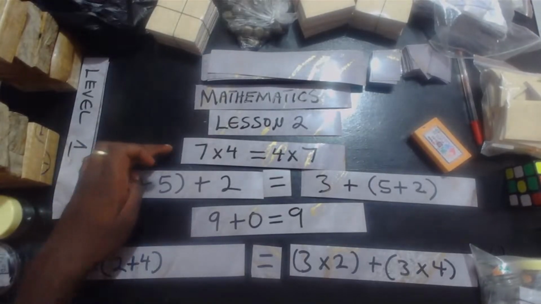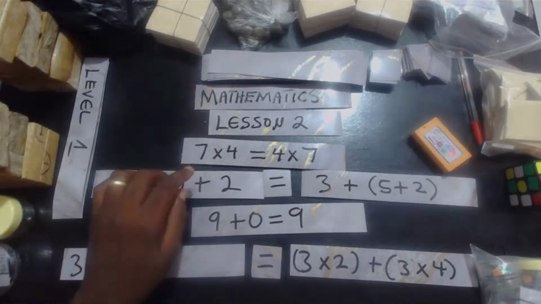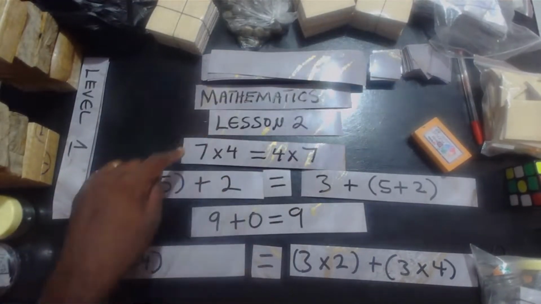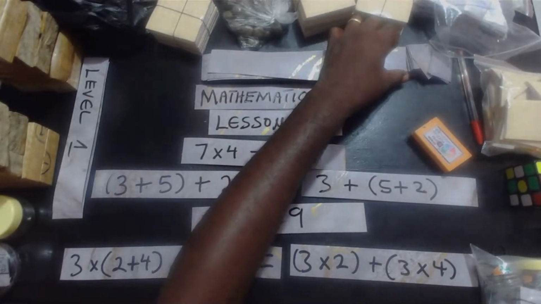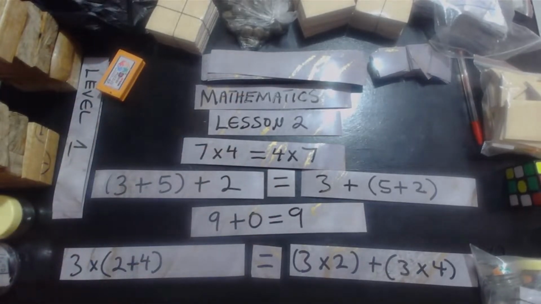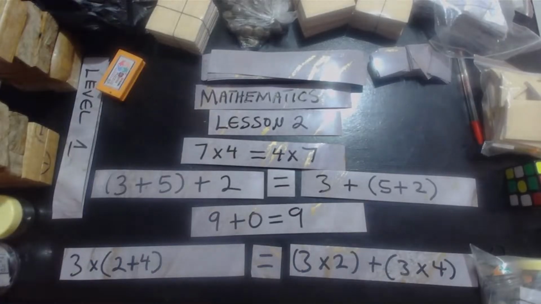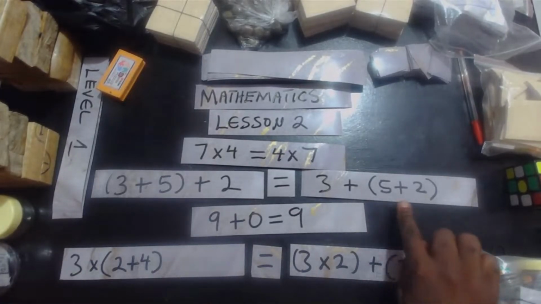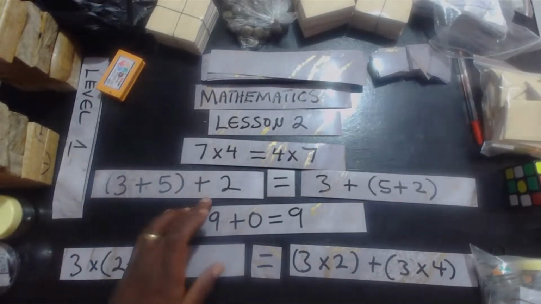So we have the commutative property here, because an interchange of 4 and 7 does not change the answer. What about here? Working 3 plus 5 and adding on to 2, and adding 2 to 5 and adding on 3. Does it result in the same answer? It does. And if it does, what property is this?